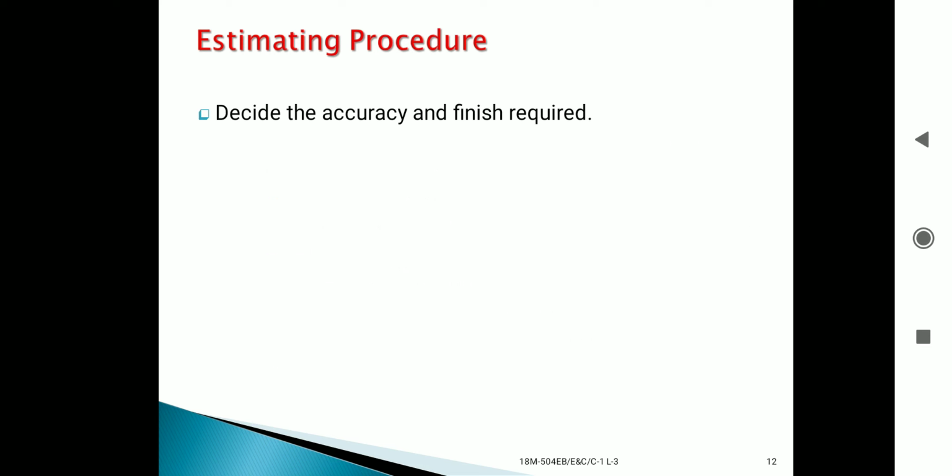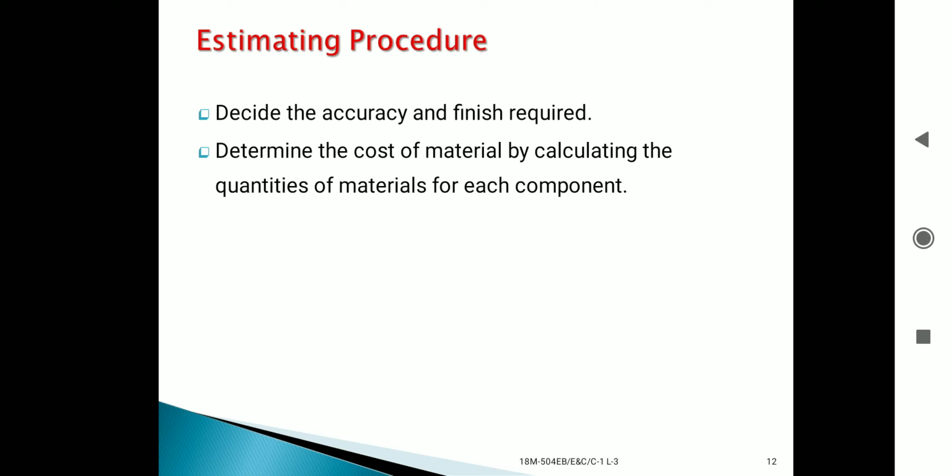Next, decide the accuracy and requirements. Based on the customer's requirements, we can offer the accuracy and finish. If he requires a good surface finish, a smooth surface, it requires more money. If he requires average roughness, it means medium money. Next, determine the cost of material by calculating the quantity of material for each component. In the last video we saw how to calculate the material cost and labor cost, so we need to determine this.